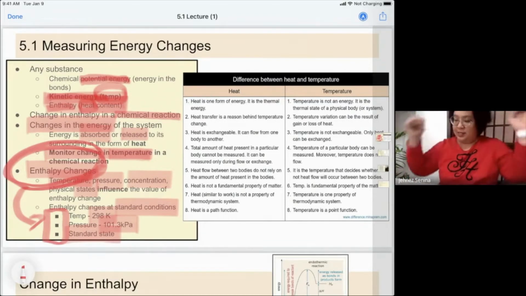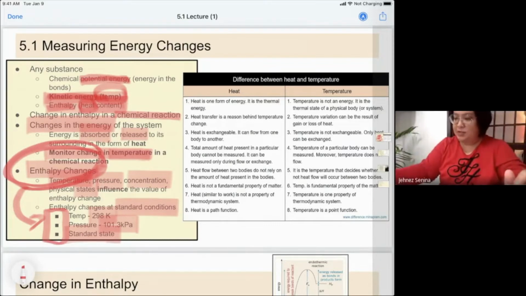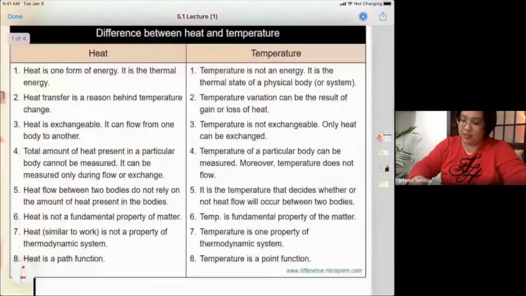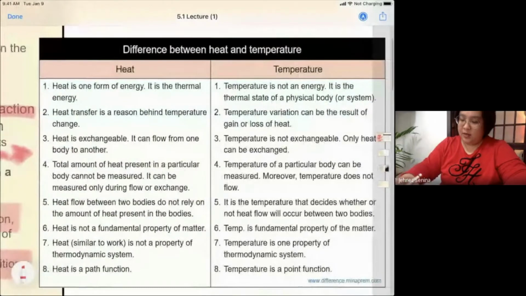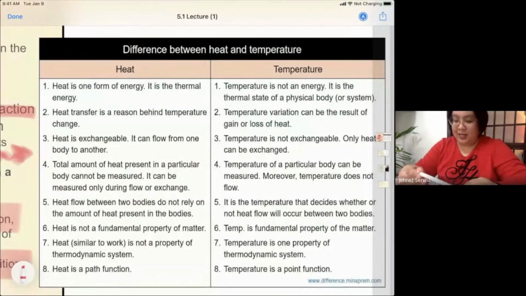All right. So that's it. I'll just add system and surrounding here, maybe in your notebook. Talk about system and surrounding. I found this chart just if you want to think more about temperature and heat.